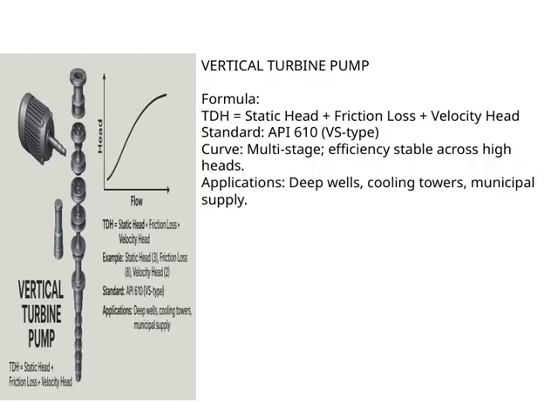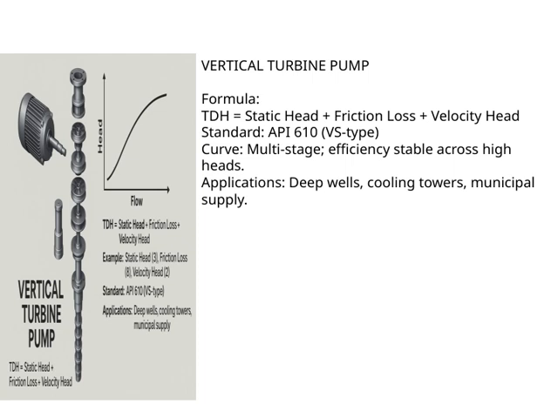Let's take a closer look at the vertical turbine pump. This type of pump is designed to handle high head applications, making it ideal for situations where water needs to be lifted from deep sources. The key to understanding its operation lies in the total dynamic head, or TDH, which we calculate using the formula: static head plus friction loss plus velocity head. Each of these components plays a crucial role in determining the pump's performance.